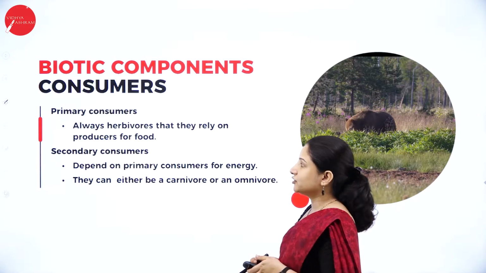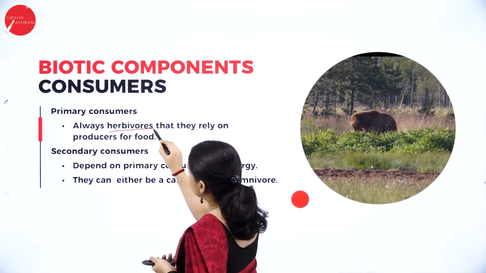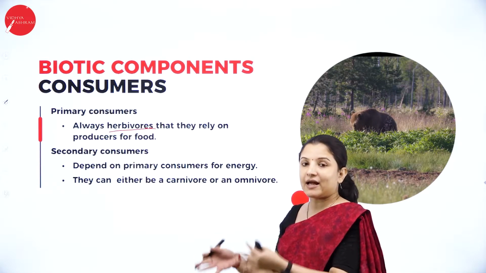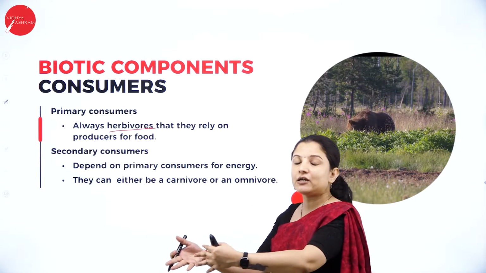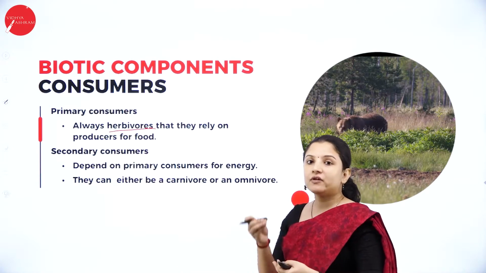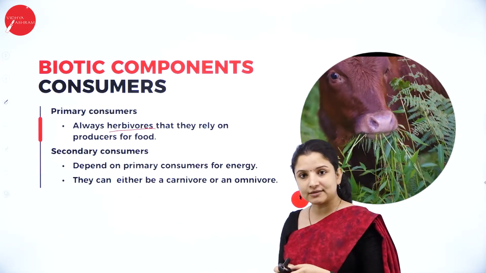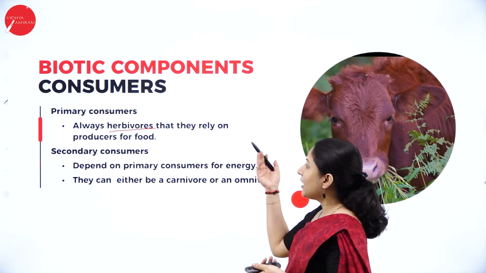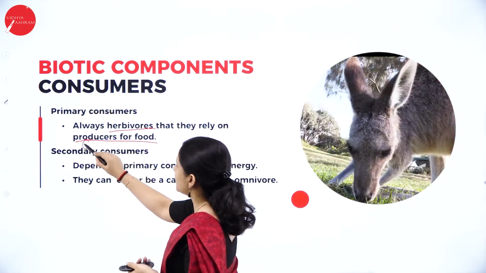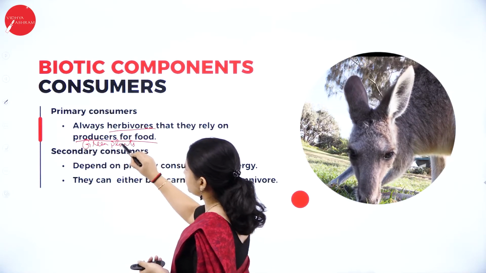Primary consumers are always the herbivores. Why are they the primary consumers? Because soon after the producers, that is the green plants, they are the ones going and eating the green plant, feeding on the green plant. So they will be the primary consumers there. Therefore, they are called herbivorous animals. They are the primary consumers and they usually depend on producers for their food. So what are the producers here? They are the green plants or the autotrophs.